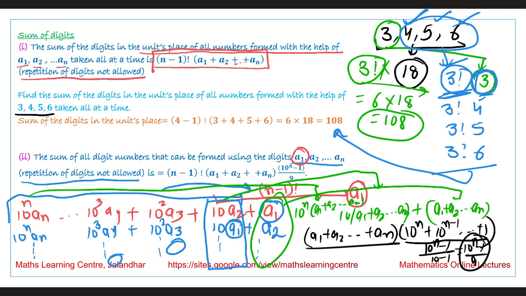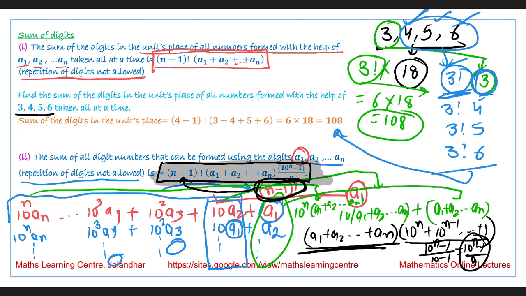Then in how many ways can these terms be arranged? It is n minus 1 factorial. So the final formula we have is n minus 1 factorial into A1 plus A2 and so on up to n into 10 raised to the power n minus 1 over 9.